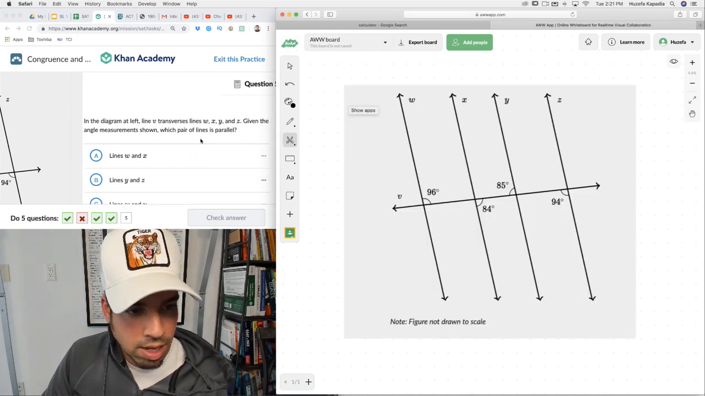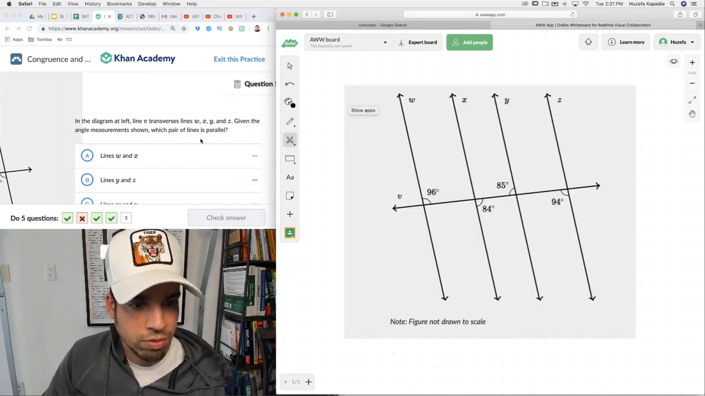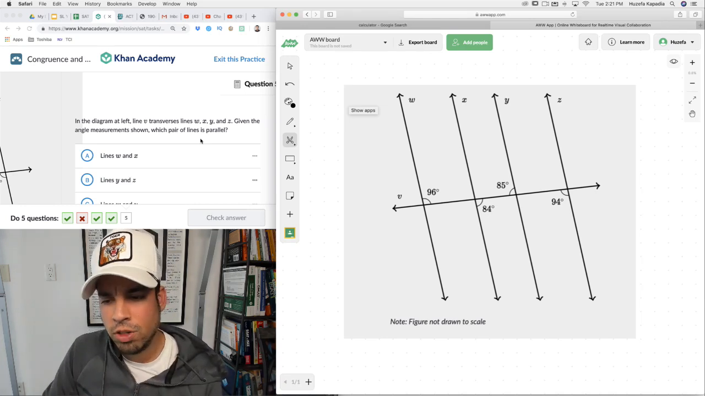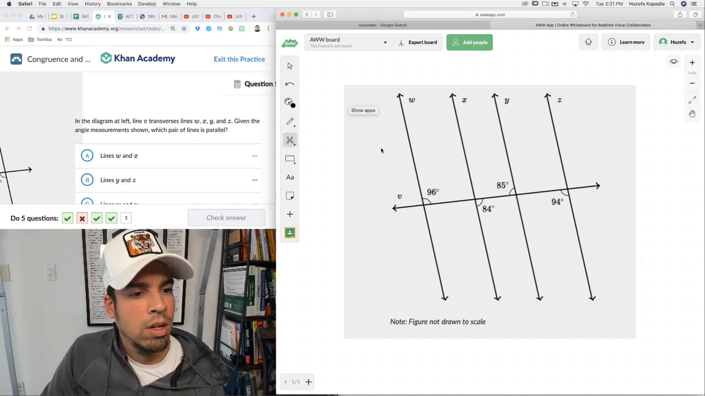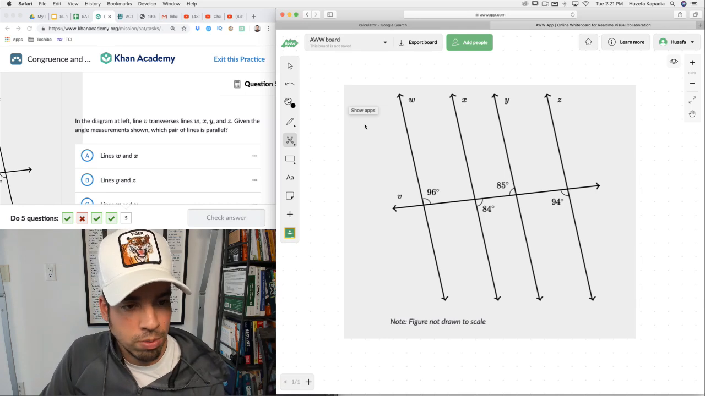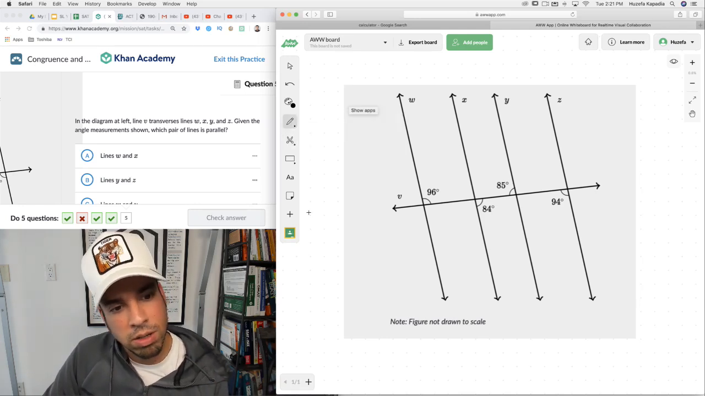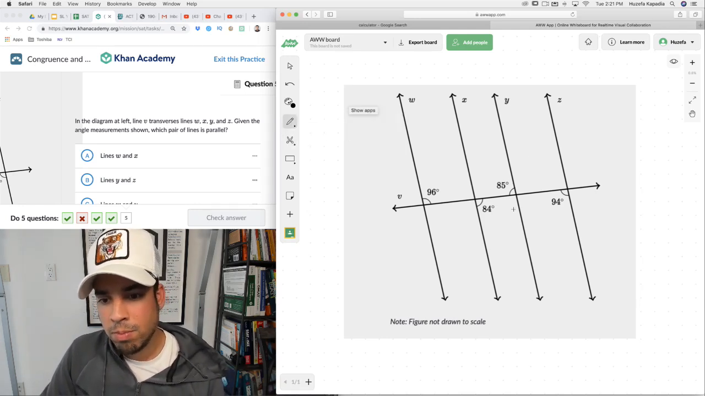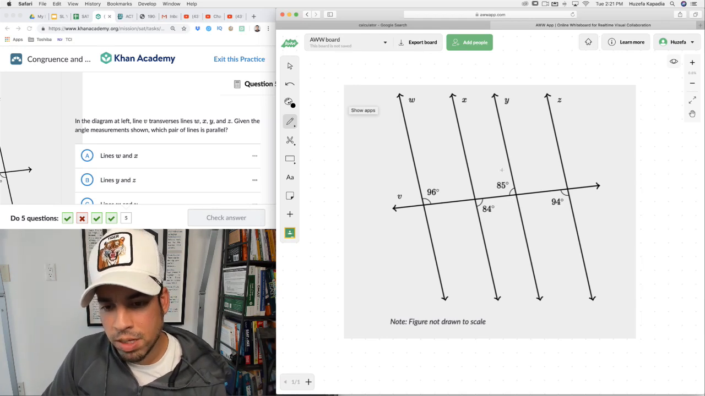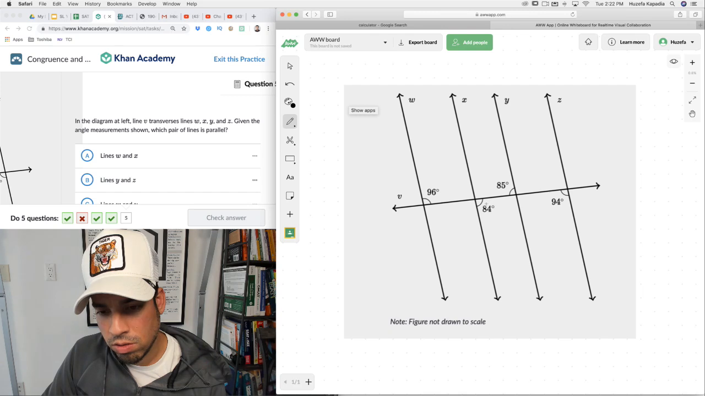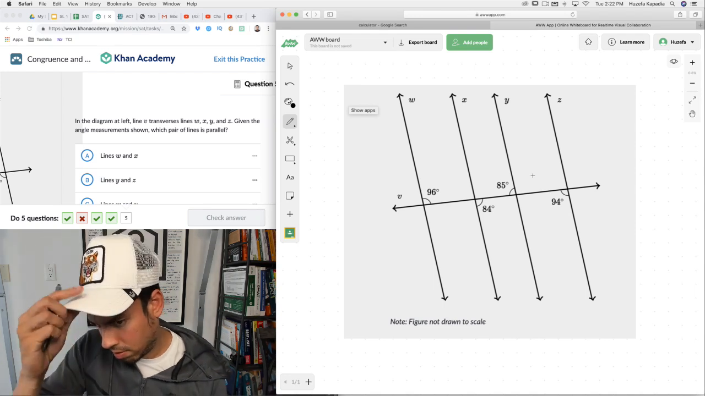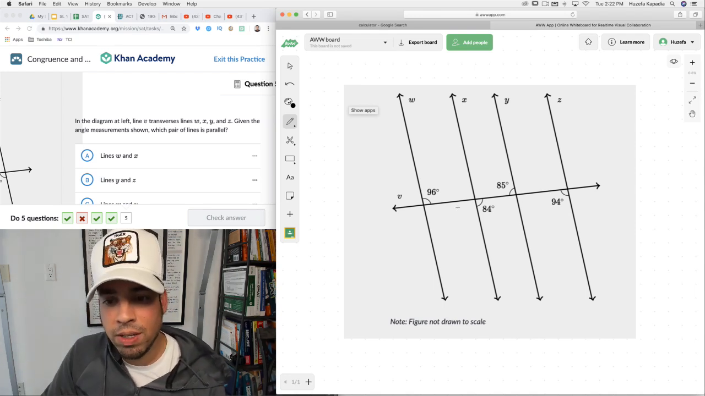Diagram at left, line V transverses lines W, X, Y, and Z. Sure, means it kind of just crosses through them. Given the angle measurements shown, which pair of lines is parallel? Okay, I'm looking for congruent or supplementary, anything. Let's see, 96. Oh, here's how we do it. Okay, this is gonna be good. So we're gonna fill in all these values.